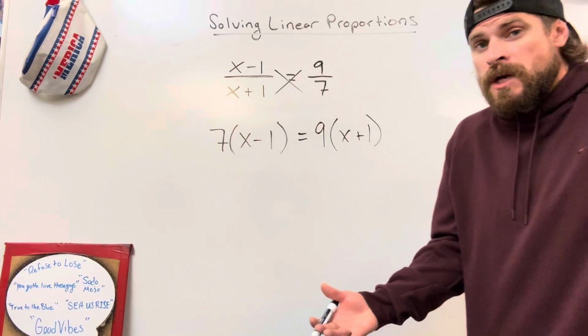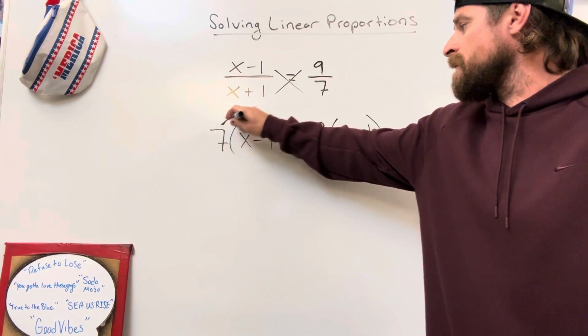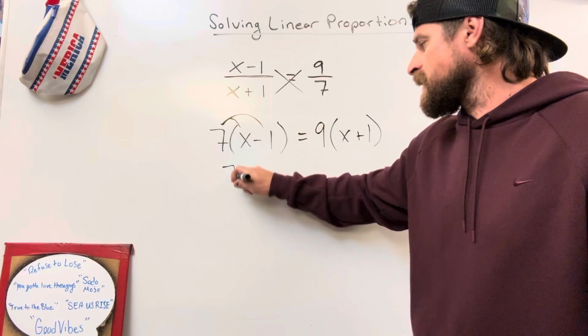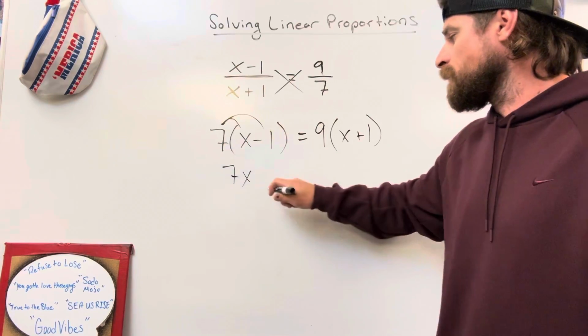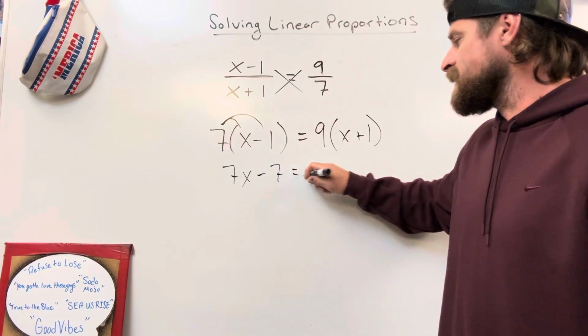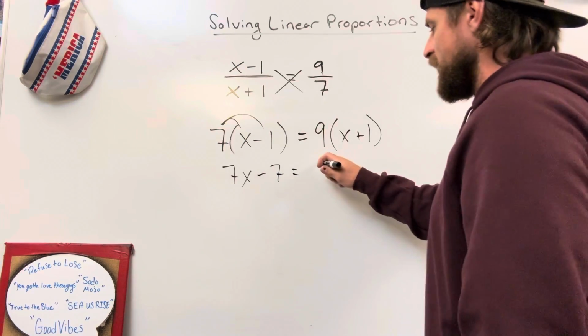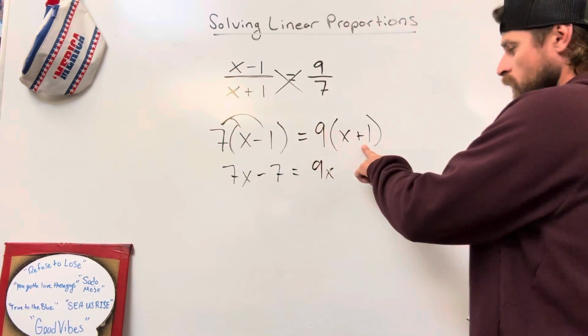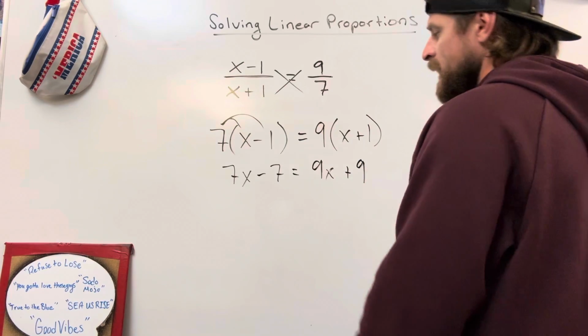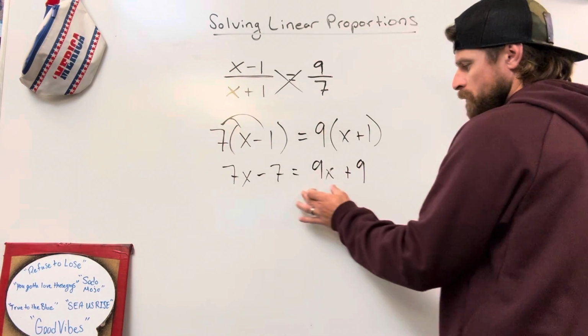So then all we've got to do is distribute 7 to x, 7 to -1. 7 times x is going to give you 7x. 7 times -1 is going to give you a -7. This is equal to 9 times x, which is 9x, and 9 times 1, which is going to give you a +9. And now we have our equation with variables on both sides.